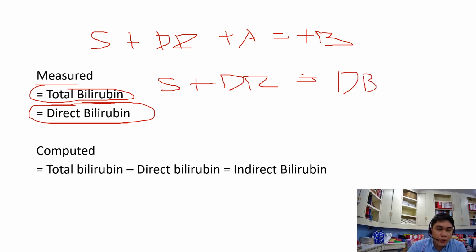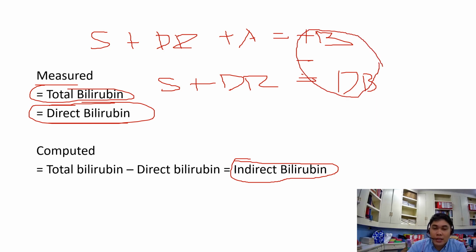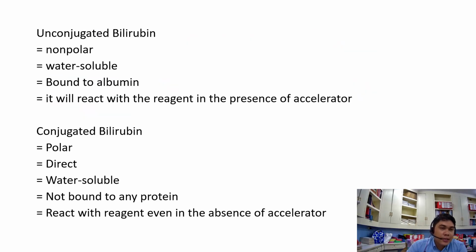Okay, so we have your direct bilirubin concentration. To get the concentration of indirect bilirubin, which is the majority of your total bilirubin, the formula is total bilirubin minus direct bilirubin. That is the concentration of your indirect bilirubin. Okay. Then next are the characteristics or other names of your bilirubin.